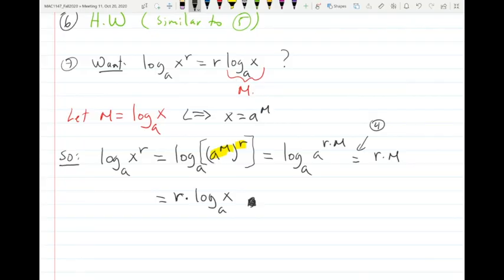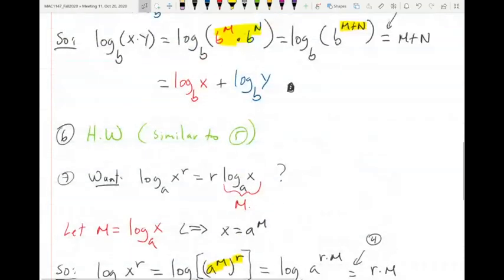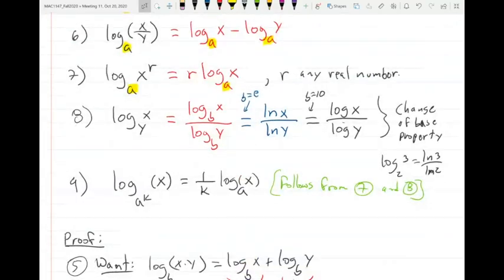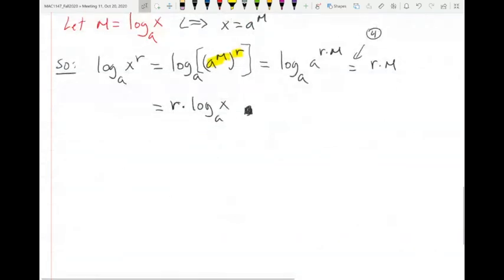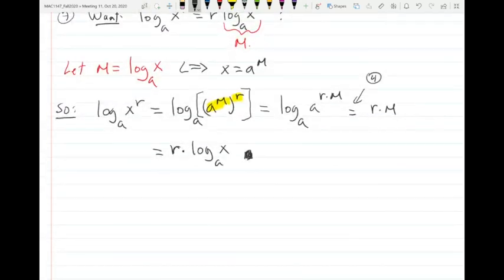Okay, good. So that was number 7. And then finally, let us justify number 8. And number 8 is the change of basis. We have been using it a couple of times. So let's see why we're allowed to do that, to pick whatever base we want. So let's take a look at number 8.